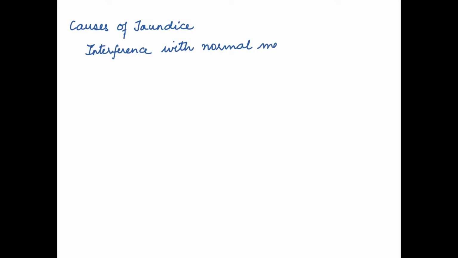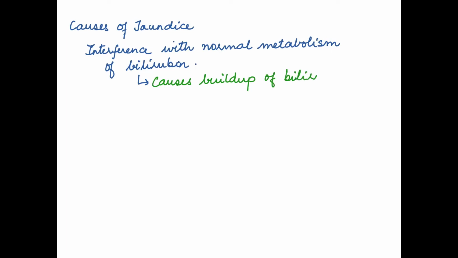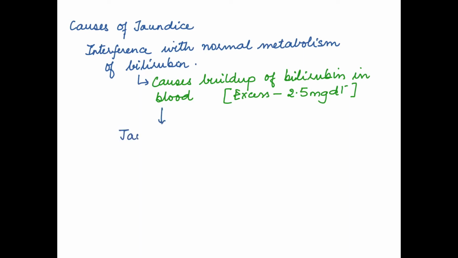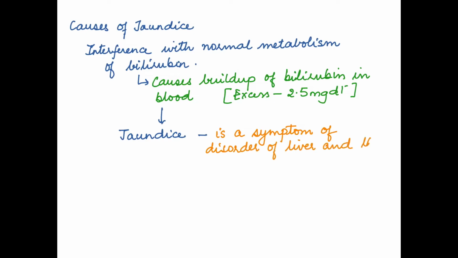Now jaundice can be caused by any kind of interference that happens with the normal metabolism of bilirubin. So whatever happens in the bilirubin metabolism, anything that breaks that up can lead to jaundice. One of those is the buildup of bilirubin in the blood, leading to an excess of bilirubin in the blood. This excess of bilirubin is a symptom of the liver not functioning properly or the biliary system not functioning properly. Biliary system is the system of production of bile.